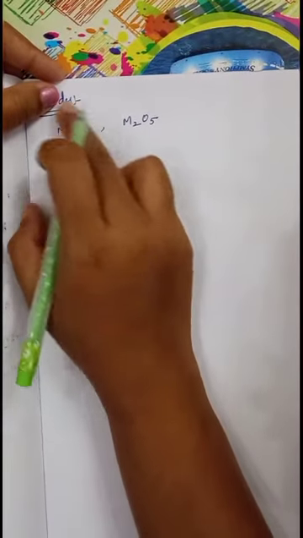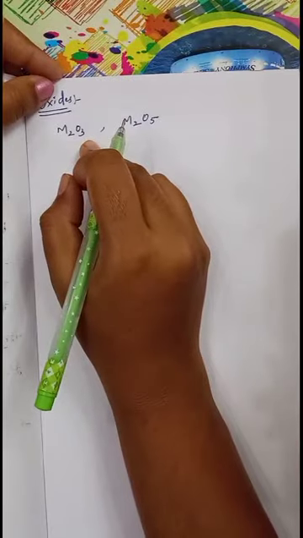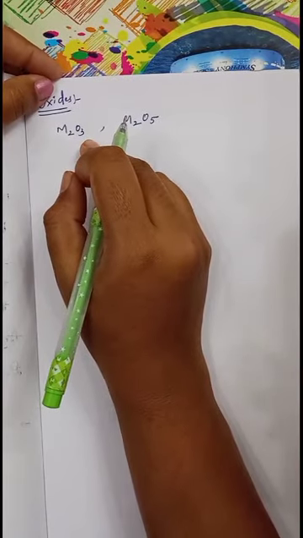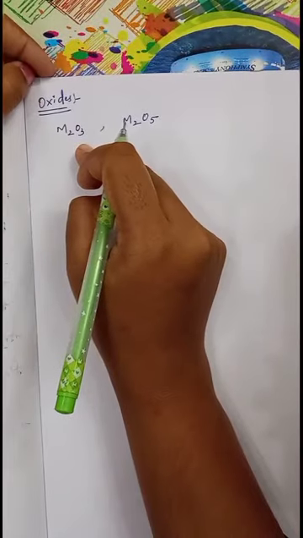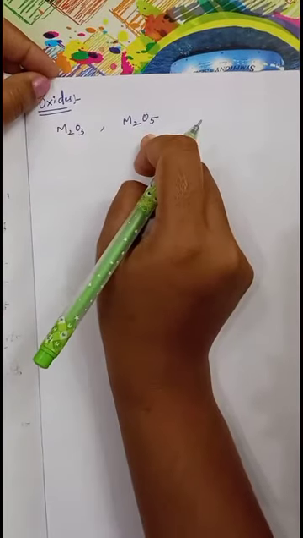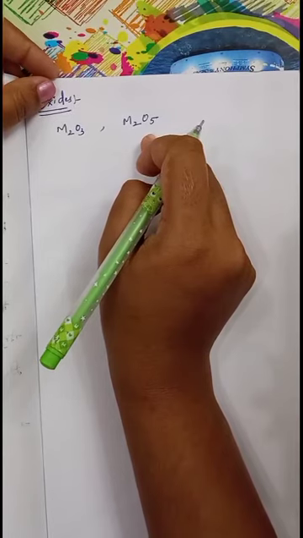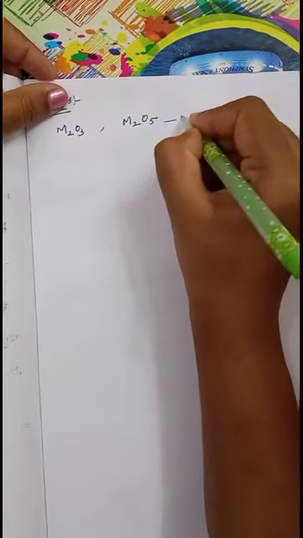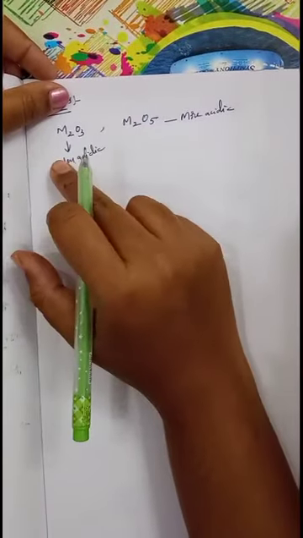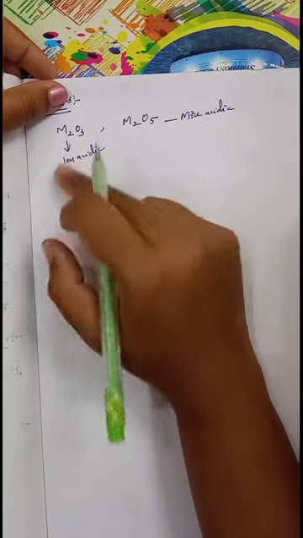In place of M, you can write any one of the 15th group elements, either nitrogen, phosphorus or any other element. So these 15 group elements can form M2O3 and M2O5 type of oxides. Now, among these two, the acidic nature of pentoxides is more than the trioxides. These are more acidic and these are less acidic. The acidic nature of pentoxides is more than these trioxides.